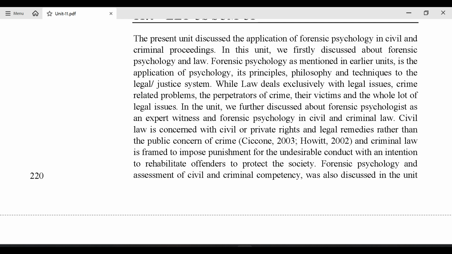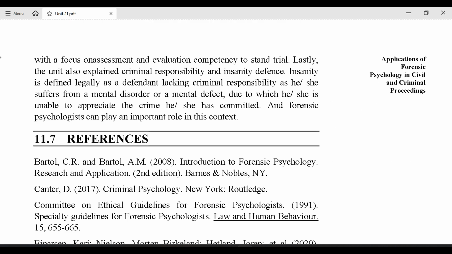Forensic psychology and assessment of civil and criminal competency was also discussed in the unit, with a focus on assessment and evaluation of competency to stand trial. Lastly, the unit also explained criminal responsibility and the insanity defense. Insanity is defined legally as a defendant lacking criminal responsibility as he/she suffers from a mental disorder or a mental defect, due to which he/she is unable to appreciate the crime he/she has committed. And forensic psychologists can play an important role in this context.